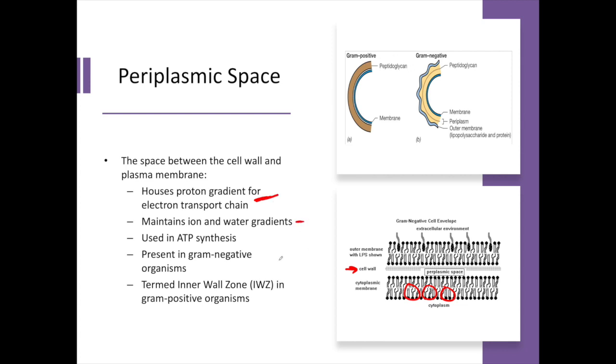It's also responsible for maintaining ionic and water gradients. That electron transport chain, these two are related here. ATP synthesis is because of an electron transport chain. We find periplasmic space in gram-negative organisms and an inner wall zone in gram-positives.